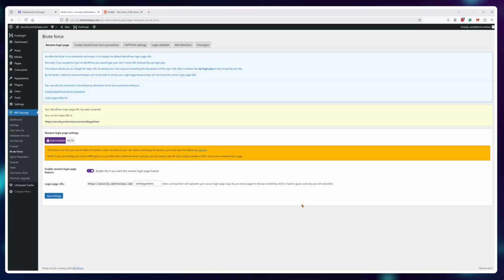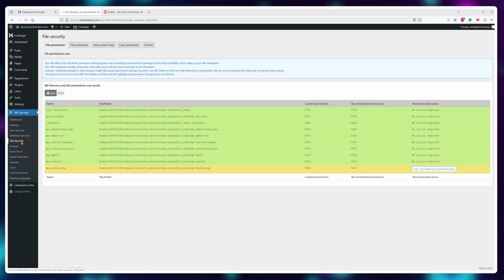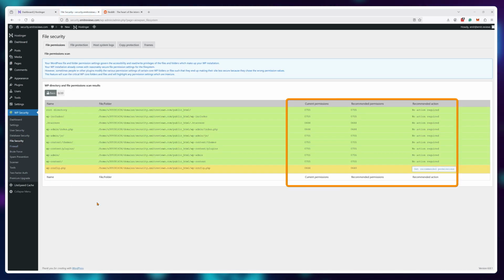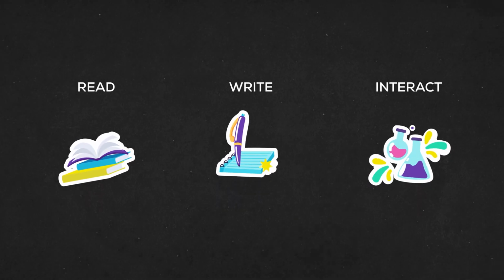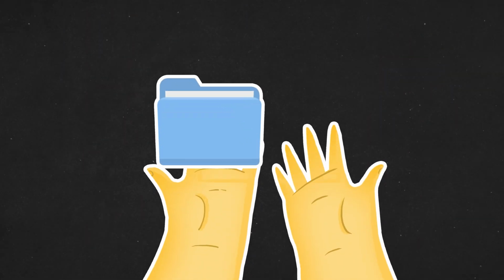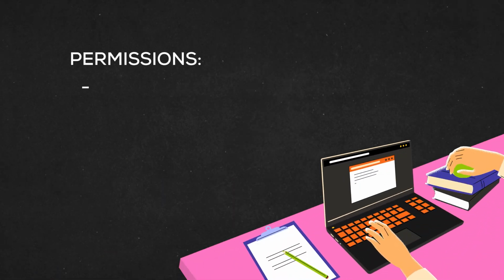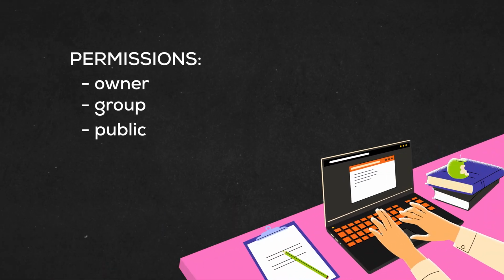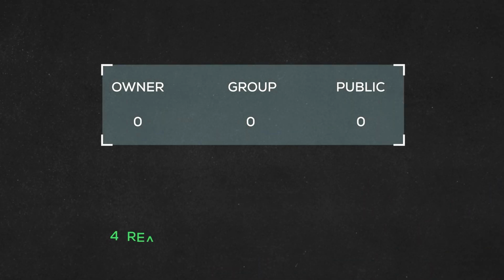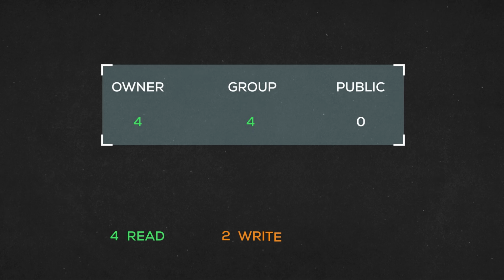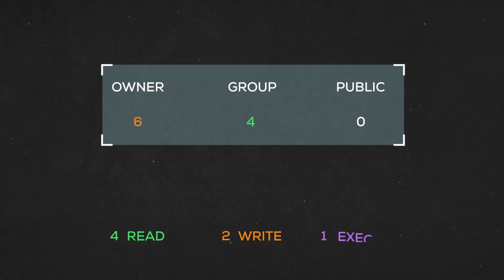But that's not all, because you still need to fix your file permissions. Since your website is made up of files, you want to control who can read, write, and interact with the files. He who controls the files controls the website. Permissions work on 3 types of users: owner, group, and public. That's why they're made up of 3 numbers, 1 for each type of user. 4 means you can read the file, 2 means you can write to the file, and 1 means you can execute it.